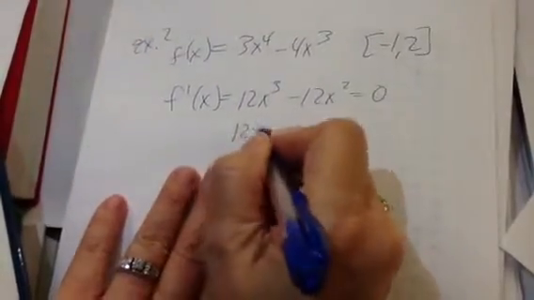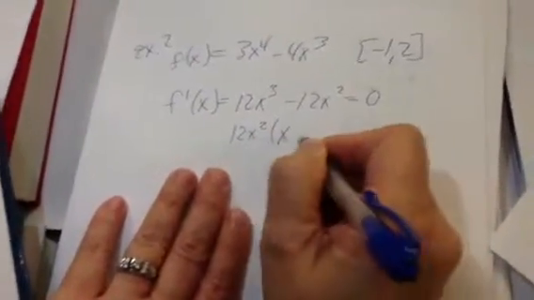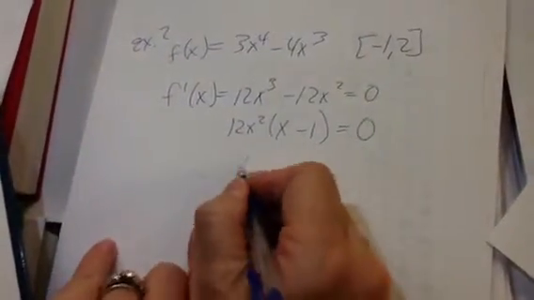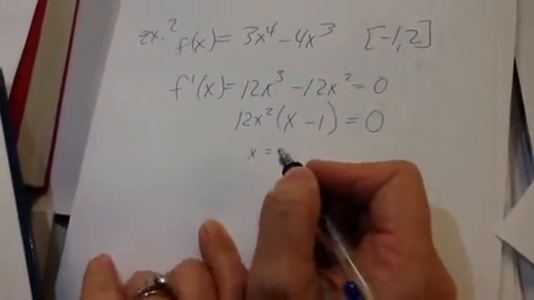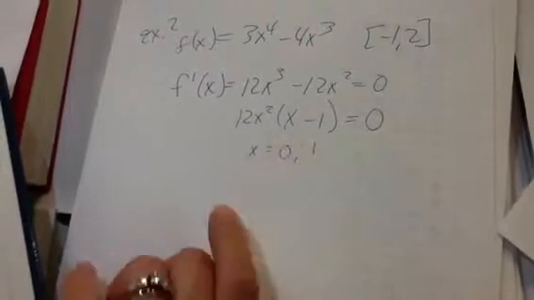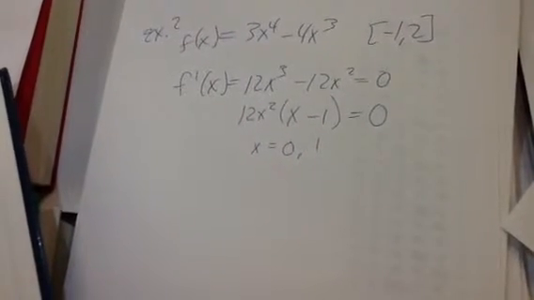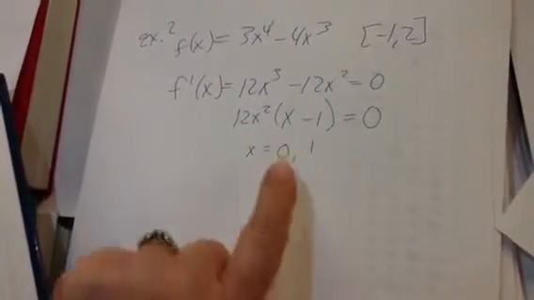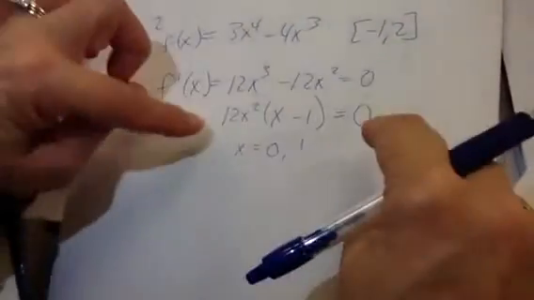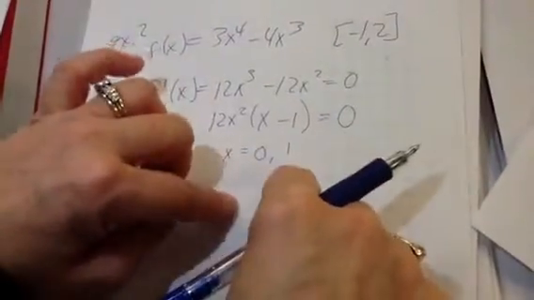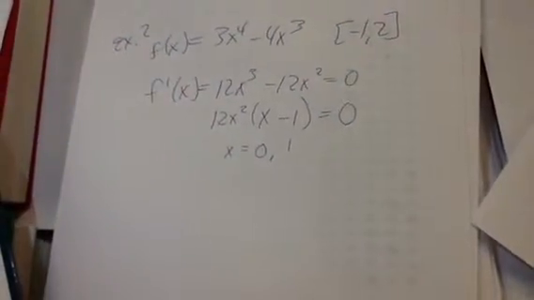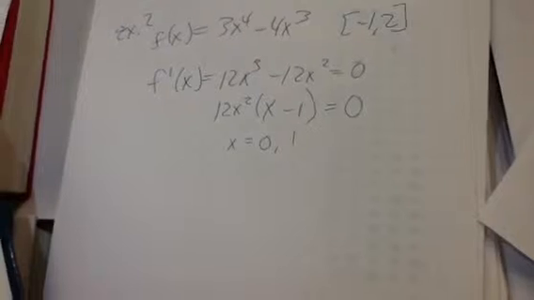Factor. So what are my critical numbers? 0 and 1. The critical numbers right now that I found on the derivative are 0 and 1. But Derek, you're correct. The critical numbers are -1, 0, 1, and 2.